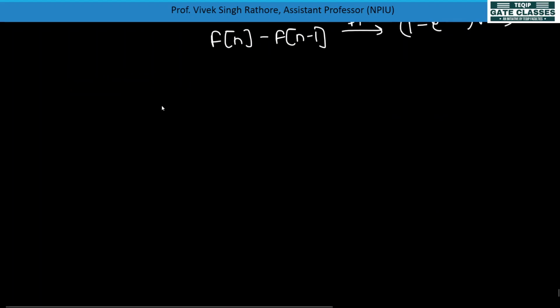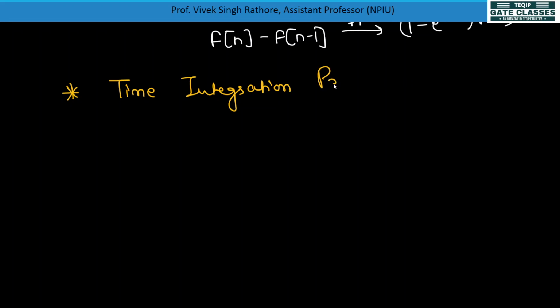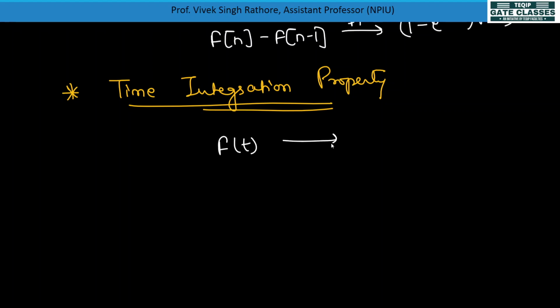If we see the time integration property also, we can understand. This is the time integration property. See, if the Fourier transform of f(t) is F(omega), and we do integration from minus infinity to t of f(t) dt, then if you take the Fourier transform, what will happen?